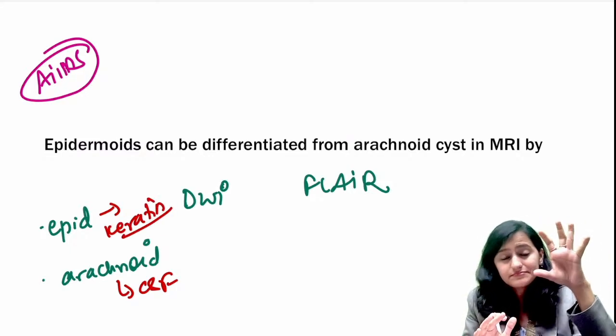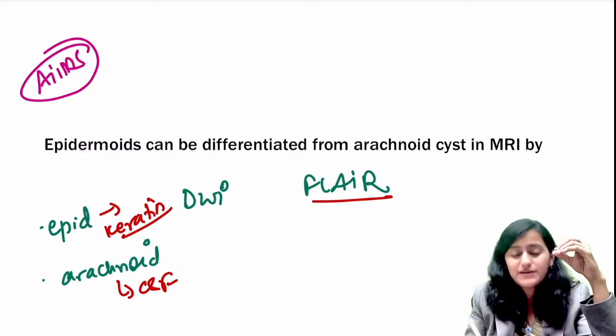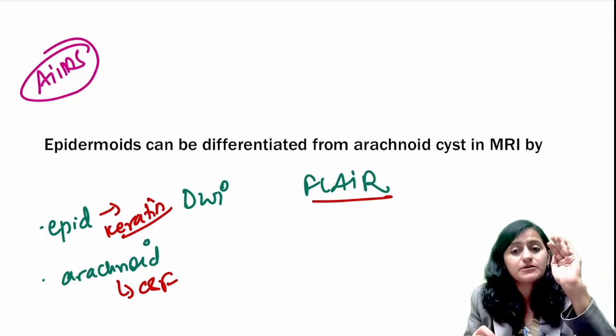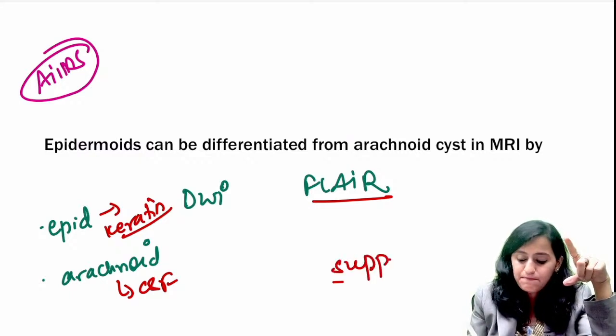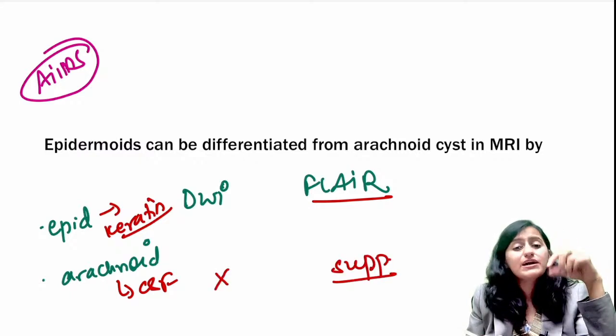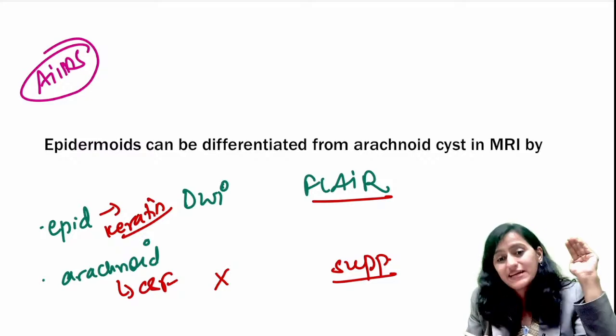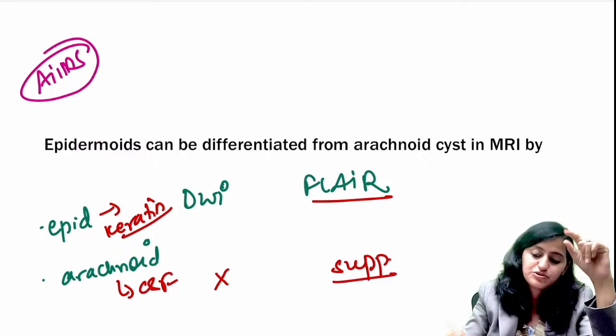Okay? So what a FLAIR sequence does is it makes the CSF dark. So what will appear dark on FLAIR is the arachnoid cyst. It will be suppressed on FLAIR. Epidermoid is not containing CSF. It will not get suppressed. So that is how FLAIR helps us to differentiate.